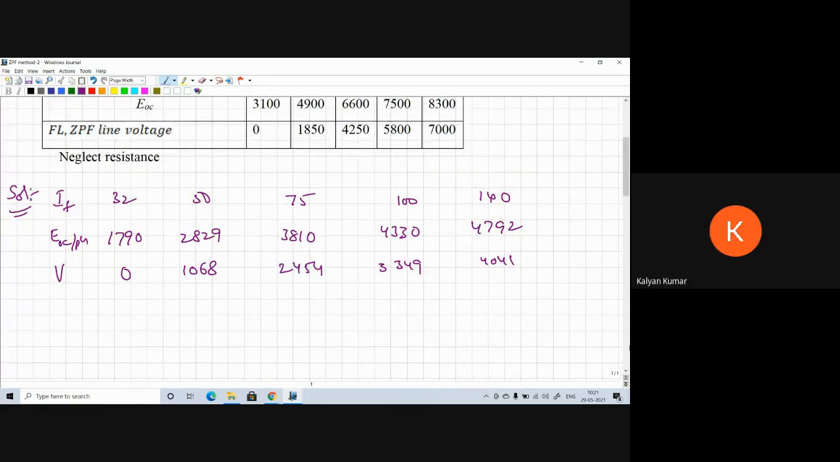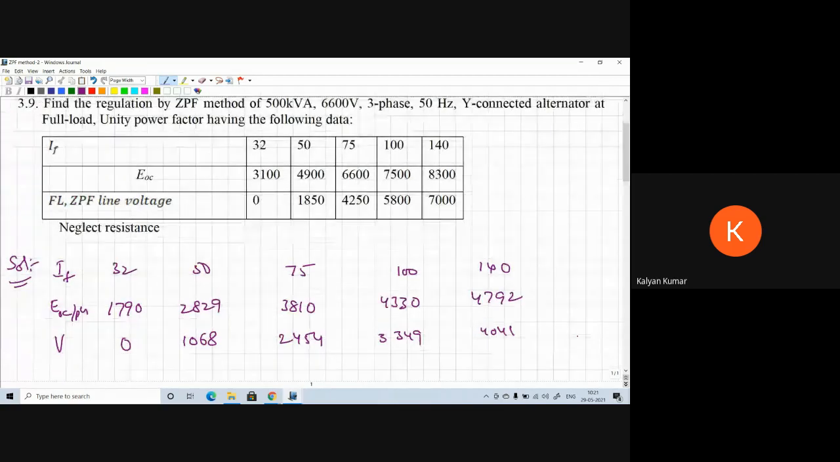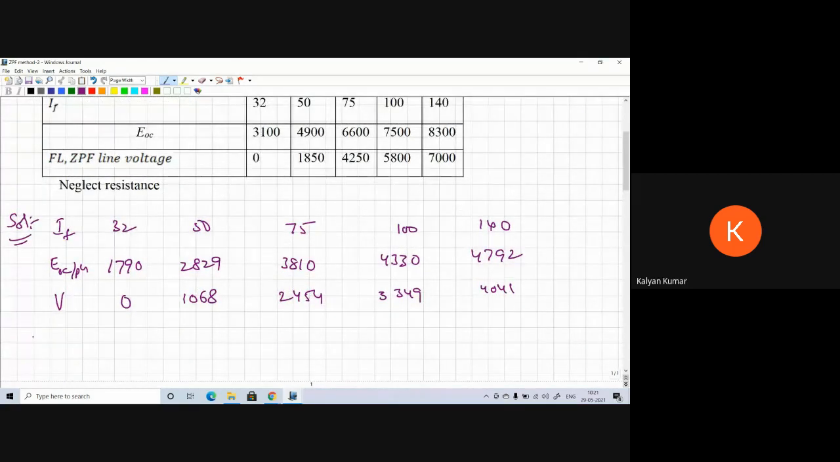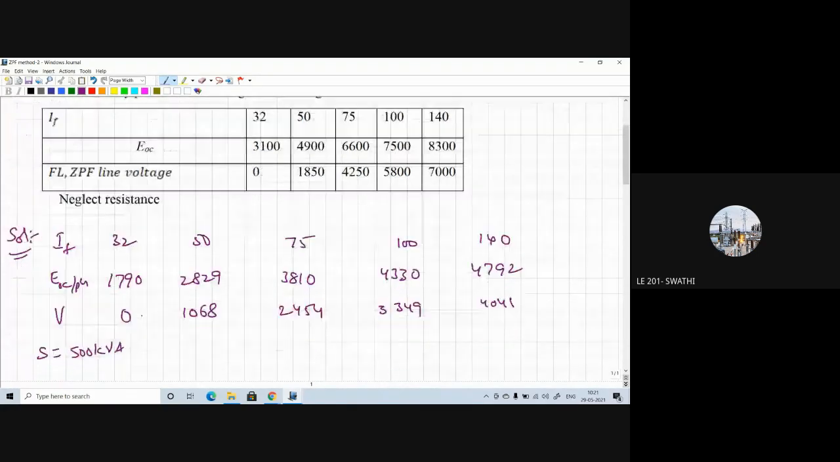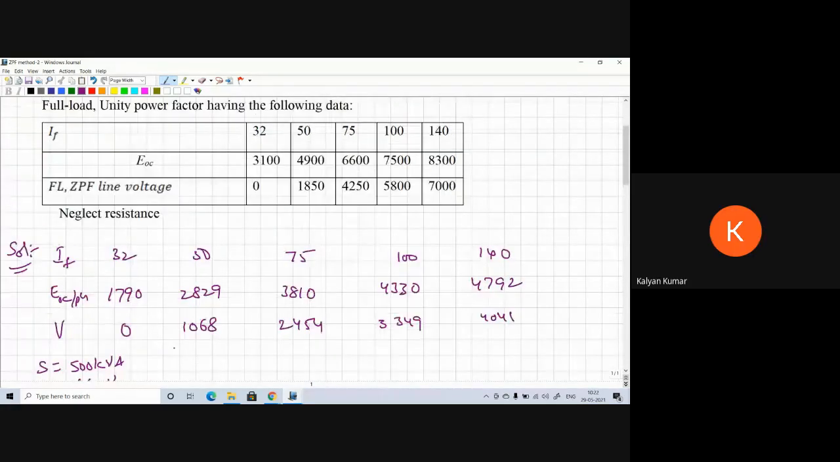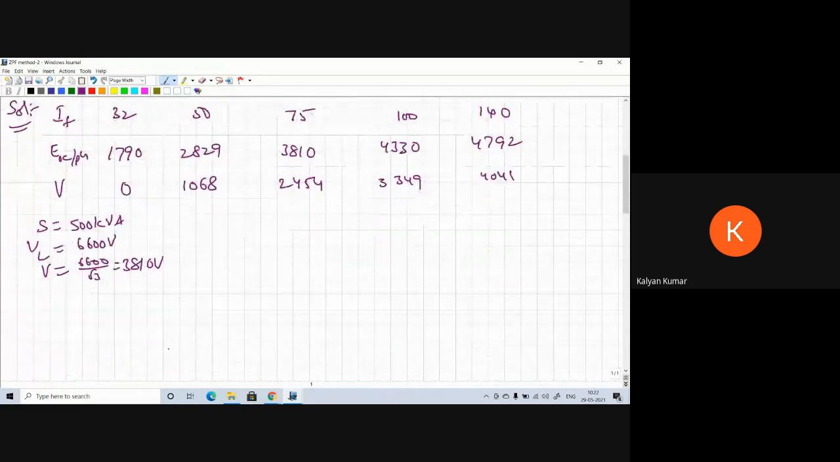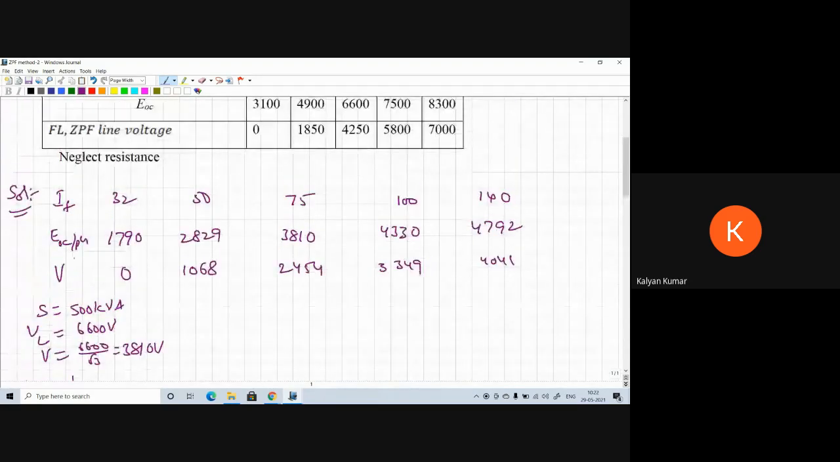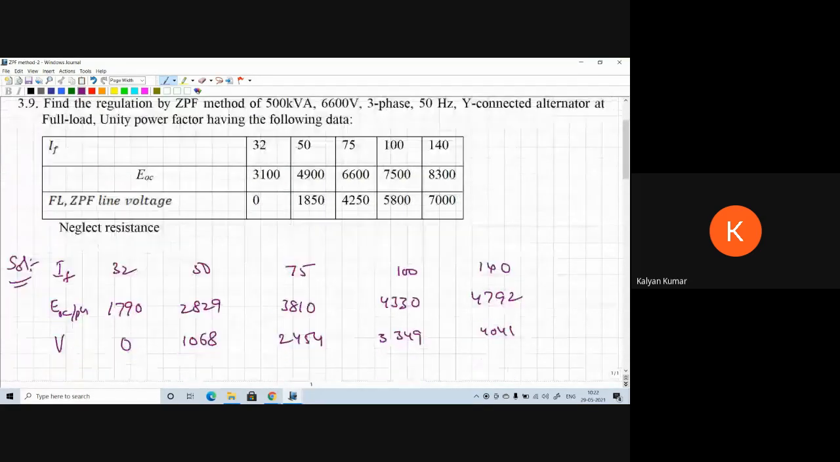And what is the given data? S equal to 500 kVA. Rated voltage is 6600 volts, that means the phase voltage V equal to 3810 volts. RA is negligible, and cos phi is 1. Now we need to find the full load regulation.